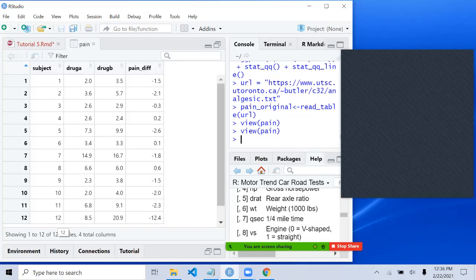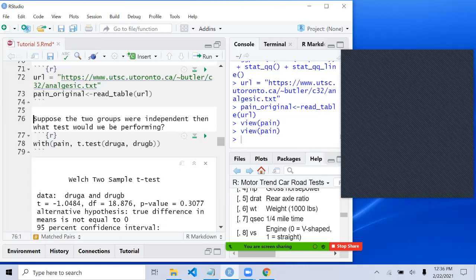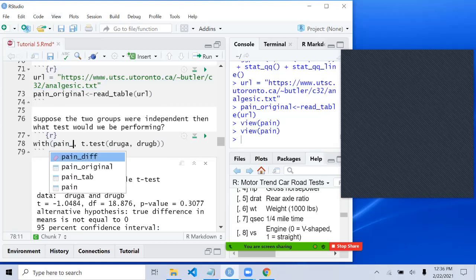And let's see what happens when we actually assume it, when we should not, basically, right? So this function, with, allows you to put the pain data set, and I should put pain original, actually, right? Now, if I do this, what do I get?